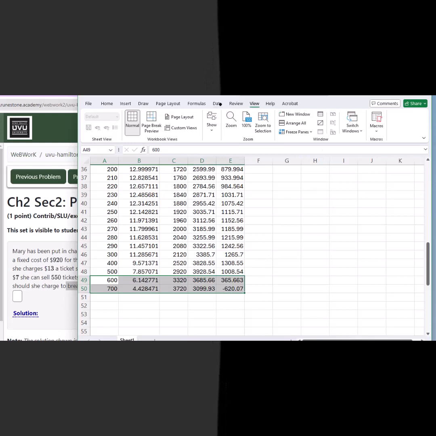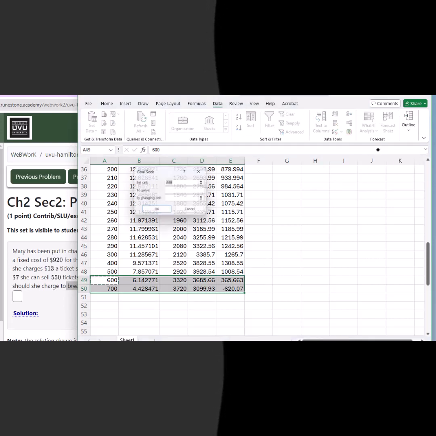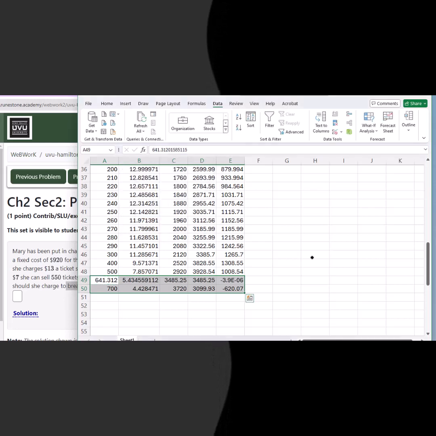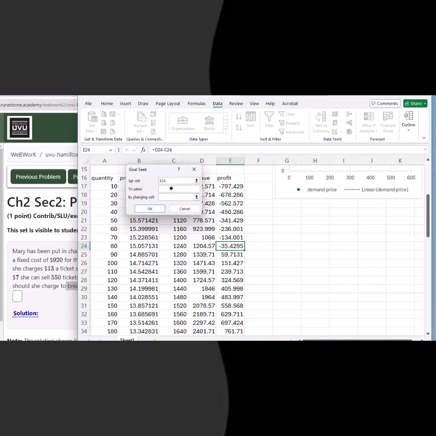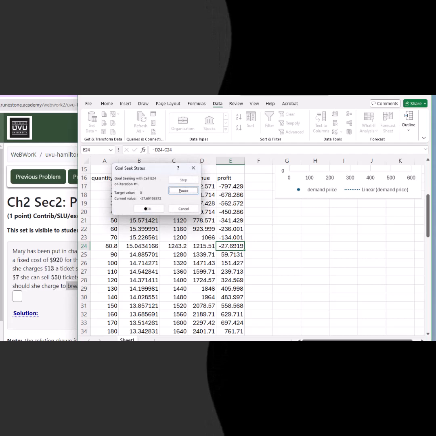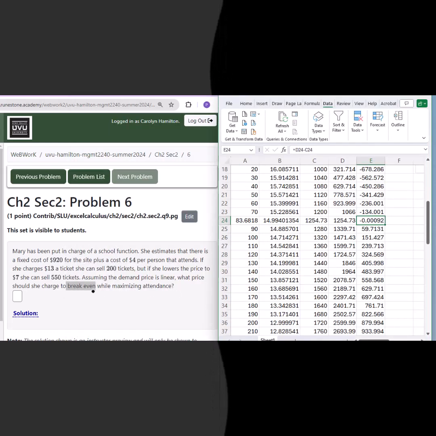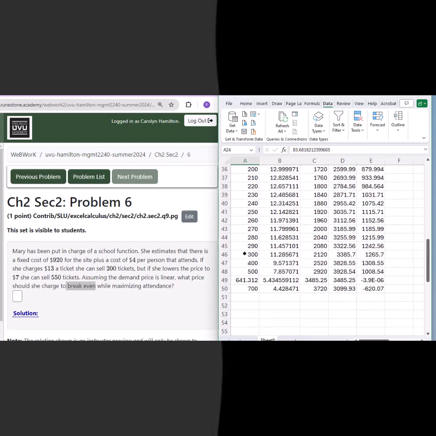Okay, let's find that break-even point. Set my profit cell equal to 0 by changing the unit cell. And then my other break-even point here. Change the profit cell to 0 by changing the quantity. Okay, so there are 2 times when she can break even. She could break even with 83 tickets, or she could break even with 641 tickets.